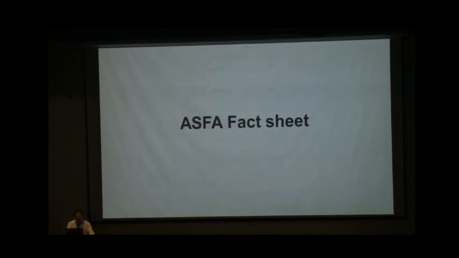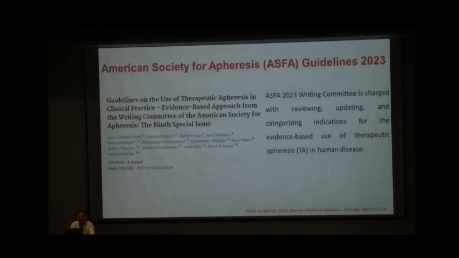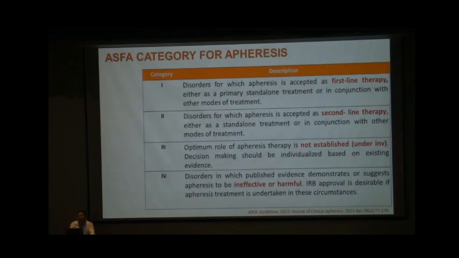So now after this brief overview, we will go through the ASFA fact sheets. The ASFA fact sheets have been created by the ASFA 2023 writing committee, which is charged with reviewing, updating, and categorizing indications for the evidence-based use of therapeutic apheresis in human disease. So they provide the guidelines.